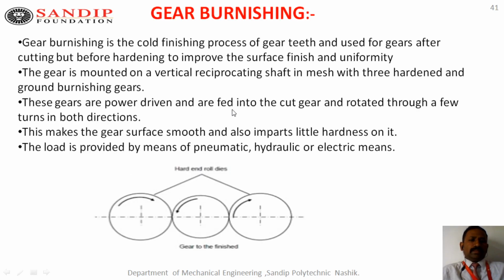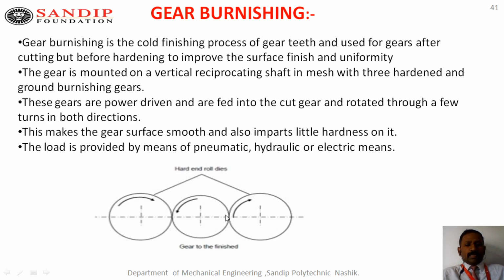Now you are going to see the third process, gear burnishing. This is a cold machining method. Here, the same type of gears are rotating against each other. It is a cold working process to get the exact surface finish, removing only microns of material. That is gear burnishing.